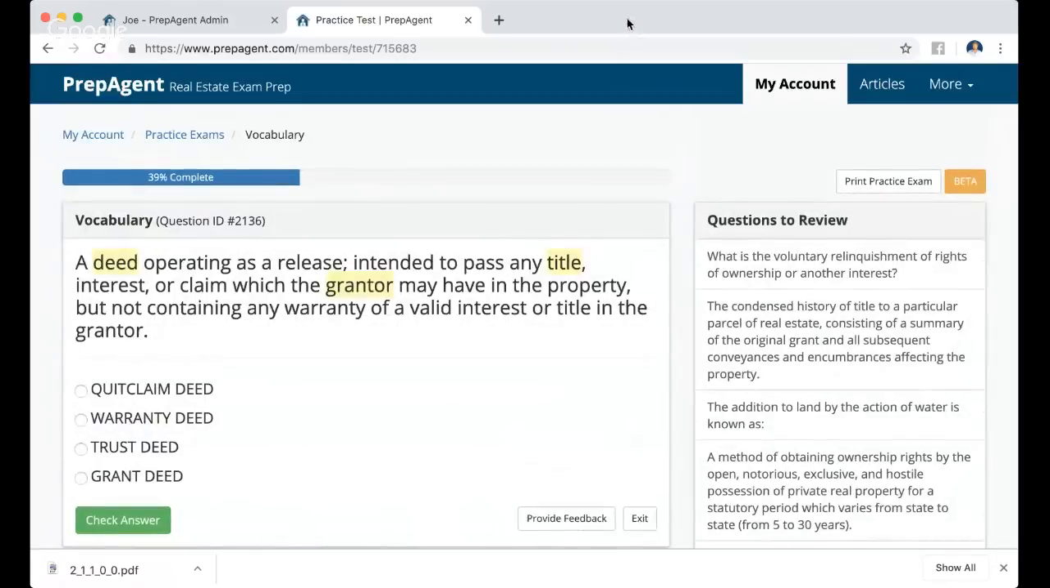Move right along. A deed operating as a release intended to pass any title, interest, or claim which the grantor may have in the property, but not containing any warranty of valid interest or title in the grantor. A, quitclaim deed, B, warranty deed, C, trust deed, or D, grant deed.